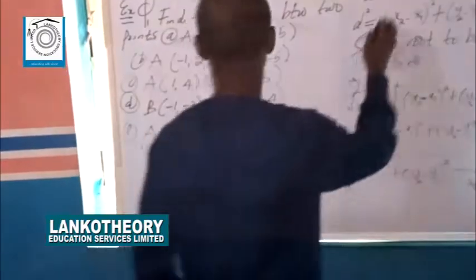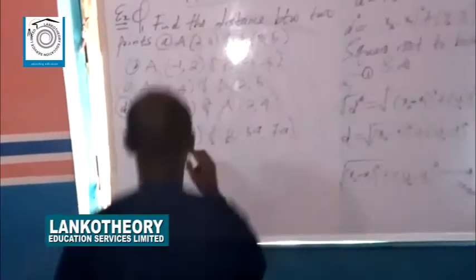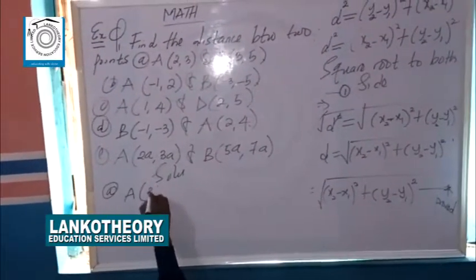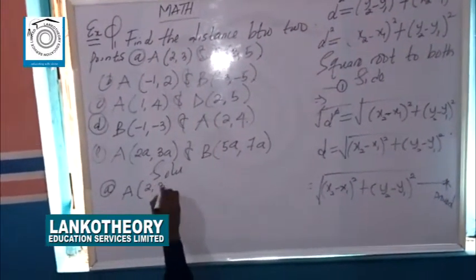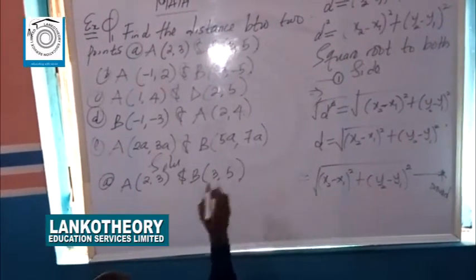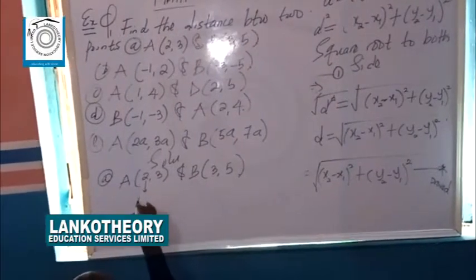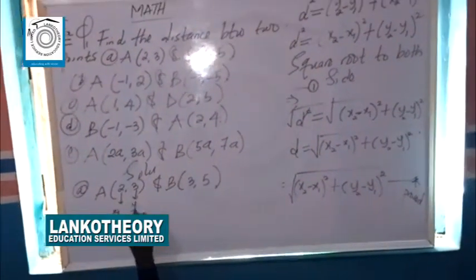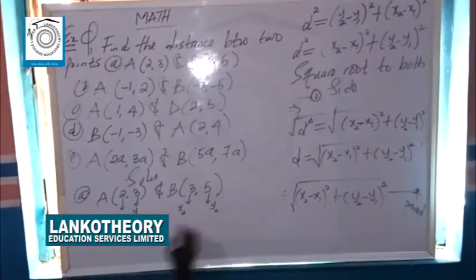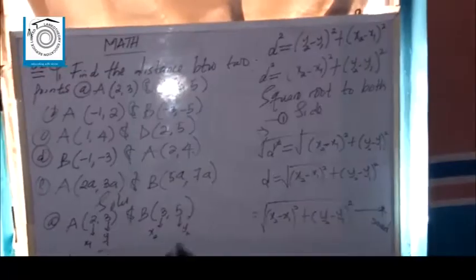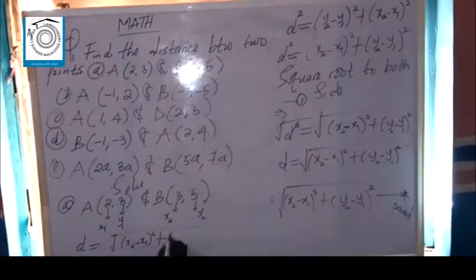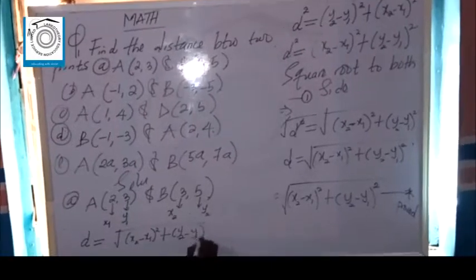So let me try to tackle this one by one. We check the first one. In the solution to the first question A, we are given the point A, which is (2, 3), and another point B given to be (3, 5). For me to find the distance between the points, this one here will represent x1, while this one will go for y1. This place here will go for x2, while this one will go for y2. The formula for the distance between the points is the square root of (x2 minus x1) raised to power 2 plus (y2 minus y1) raised to power 2.